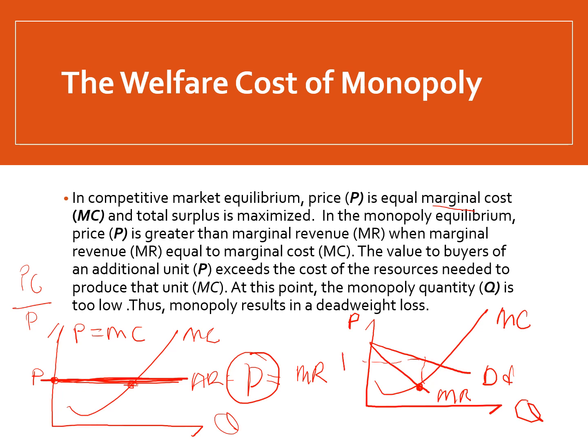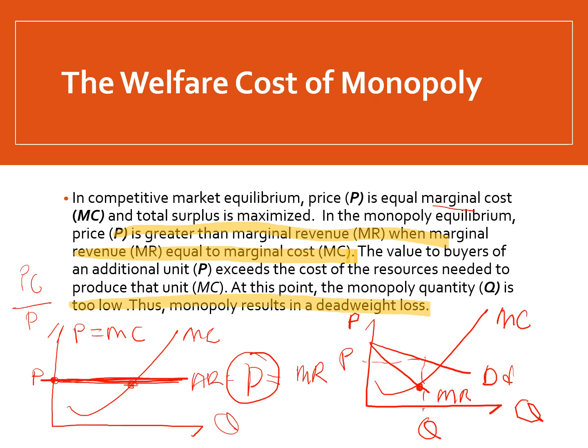So this is your price, and this is the quantity. Okay, so let's look back at the definition here. It stated that in the monopoly equilibrium, price P is greater than the marginal revenue, when the marginal revenue equals the marginal cost. So the value to buyers of an additional unit, P, exceeds the cost of the resources needed to produce that unit, the MC. So at this point, the monopoly quantity is too low. Thus, the monopoly results in a deadweight loss.